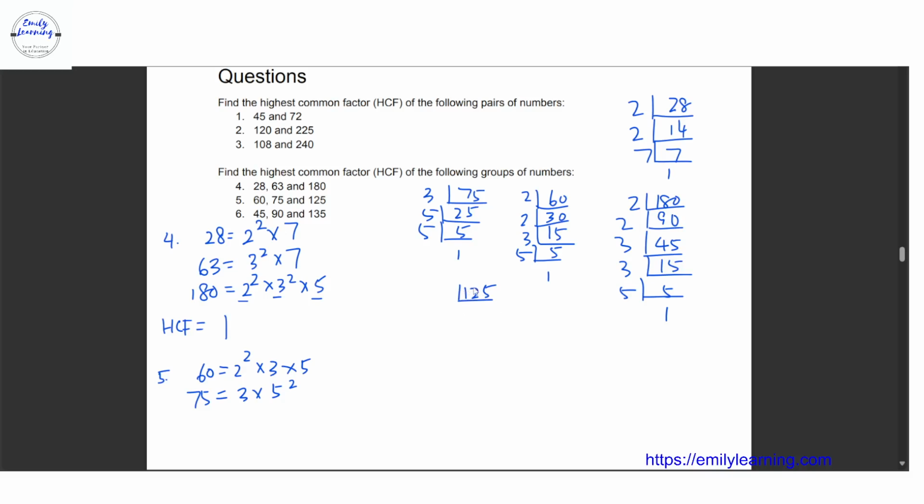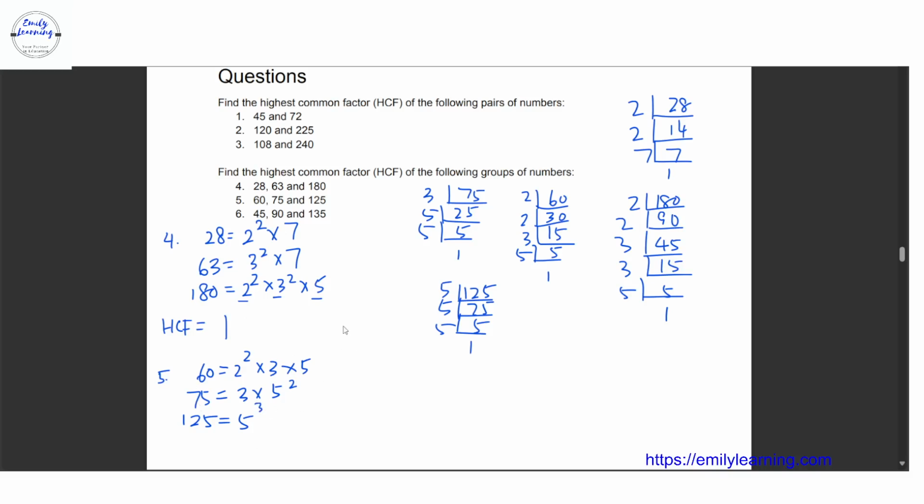So 125 is an odd number, so it cannot be divided by 2. So I'll start off with 3, but I know that if I divide by 3, I have a remainder. So I move on to 5. 125 divided by 5, I get 25. 25 divided by 5, I get 5. 5 divided by 5, I get 1. So 125 can be written as 5 to the power of 3.